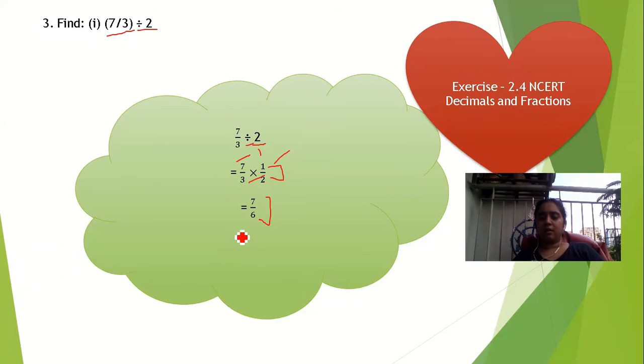And we can convert this number into a mixed fraction, that is we have to divide 7 by 6, that is 6 ones are 6 and 1 is remaining left, so our answer would be 1 and 1 upon 6.